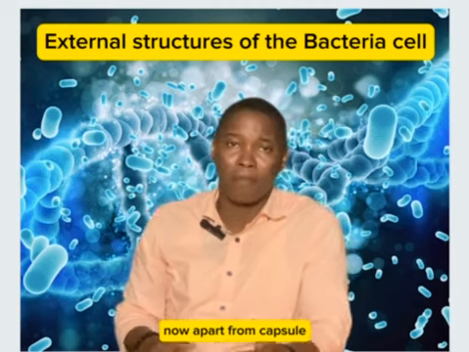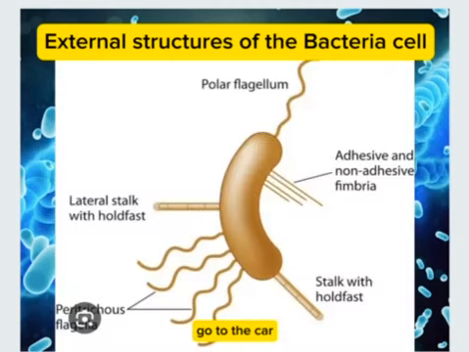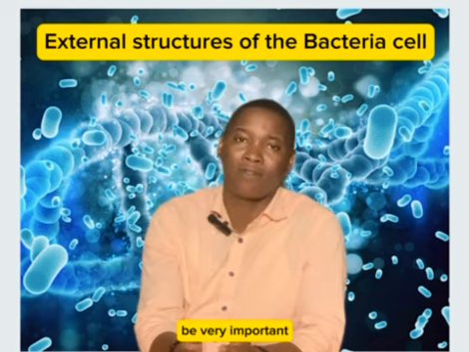Now apart from capsule, other external structures dey. You get wetin we dey call sheaths. You also get the other one wey dey call prosthecae, and you get the one wey dey call stalks. Now all these things na other external structures wey bacteria get, and many of these structures perform different functions, and all these functions na to help the bacteria with anchorage. Anchorage or attachment dey very important for bacteria.